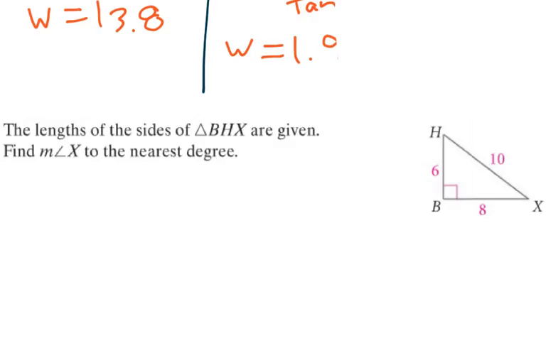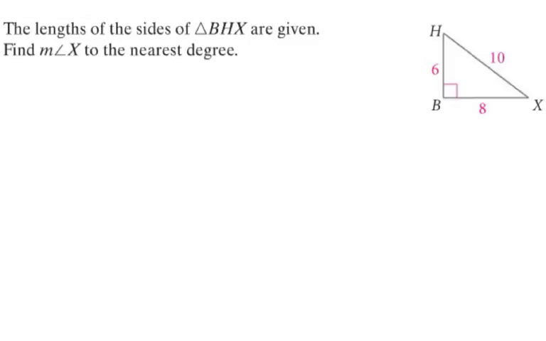Alright. Now, let's switch it up a little bit here. It says the length of the sides of this triangle are given. Well, notice we actually know all three sides now. So what are we actually looking for? It says find the measurement of angle x. So we're looking for the angle degree on this one.